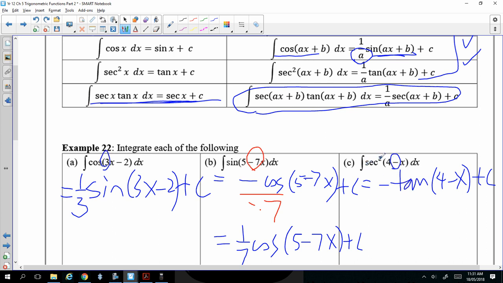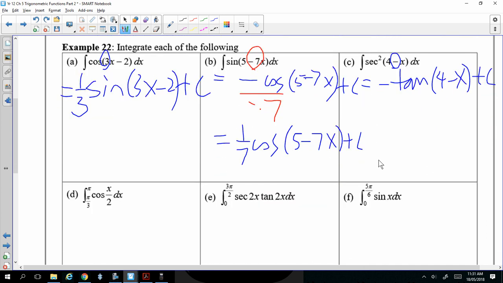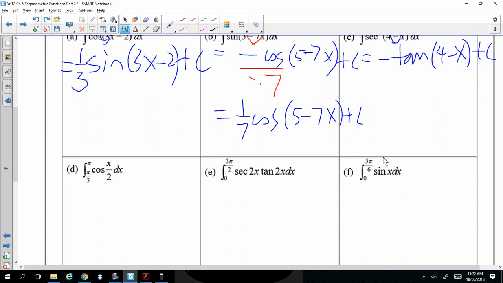Okay, we did that. All right, let's do a definite integral. So what you do is the integral of cos of x over 2 is sine of x over 2, but you divide by the number in front of x, which is half. So you do 1/2 like this, with square brackets from pi to pi over 3. That's the first step.